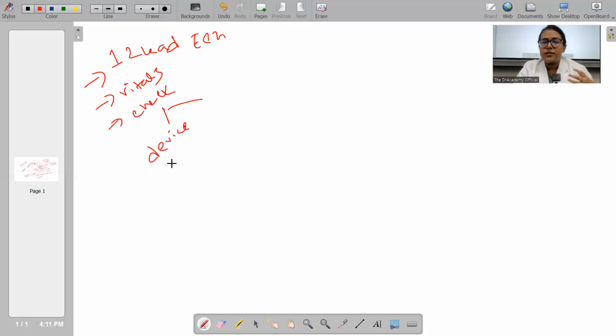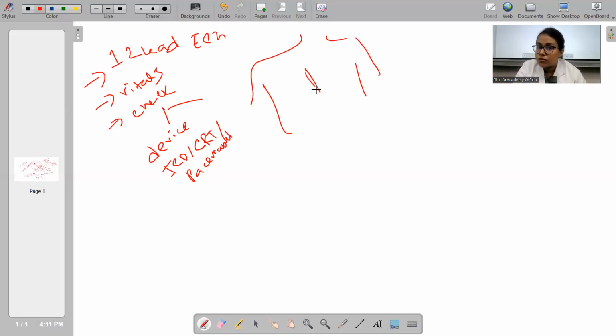For example, there might be an implantable cardiac defibrillator, there might be a cardiac resynchronization therapy (CRT) device, there might be a pacemaker inserted, there might be a CABG scar mark, which looks like this in the chest: a midline sternotomy scar mark with a vein harvesting scar mark. So these are the things that you should assess. Number three, check whether the patient is wearing any medical bracelet.